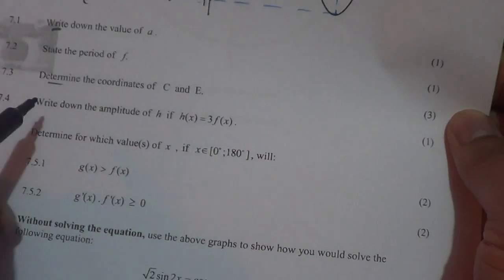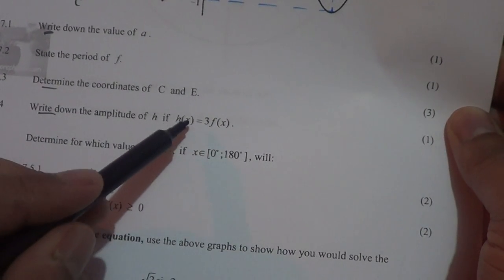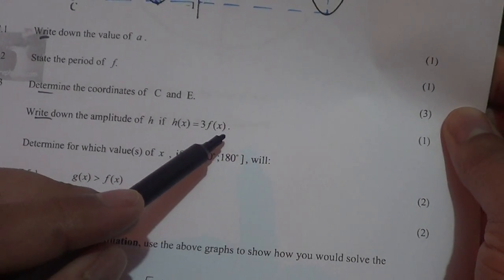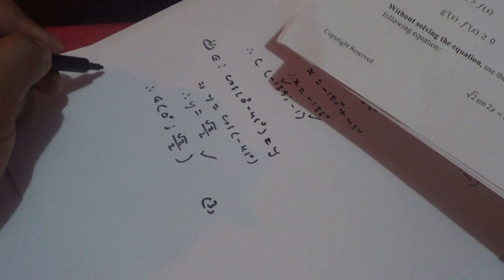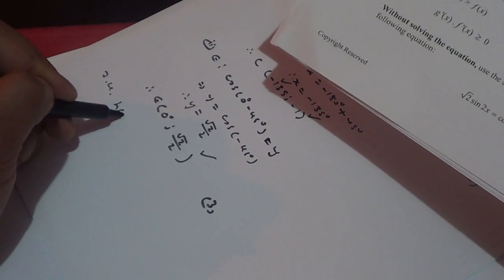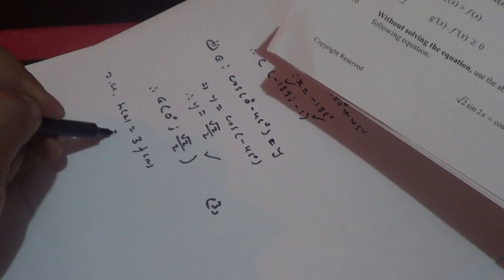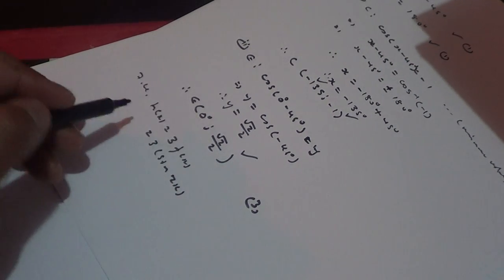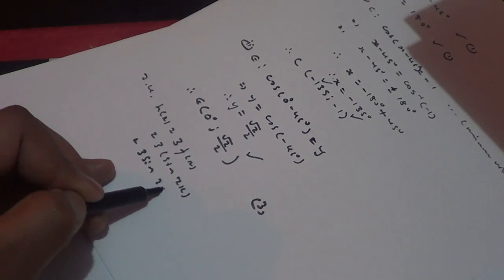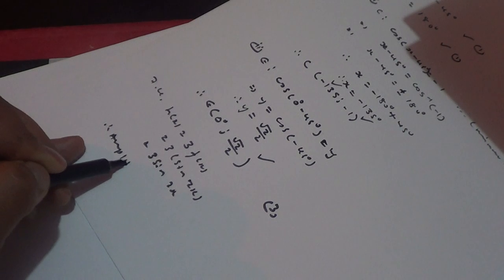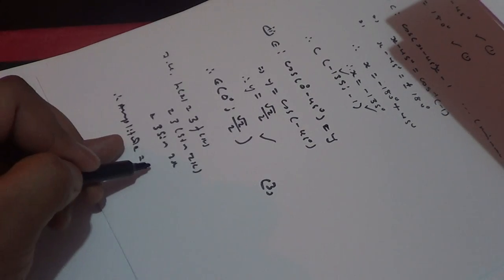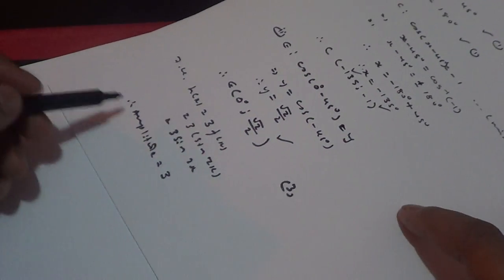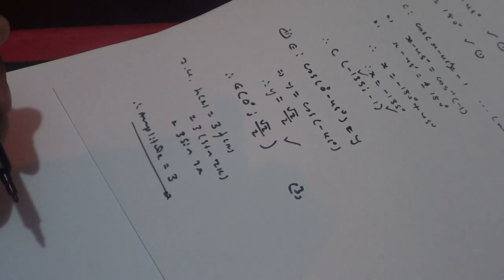Now they say write down the amplitude of h if h of x equals 3 times f of x. So, we're going to say 7.4. We start off by saying h of x is going to be 3 into f of x, which is 3 into sine of 2x. F of x was the sine graph, which is going to be 3 sine 2x. Therefore, the amplitude is going to be equal to 3. It's just that coefficient. So there's nothing serious about that one. Did they say amplitude? Yes.